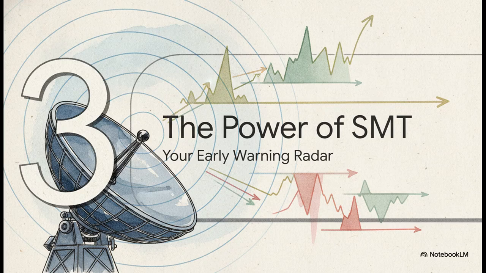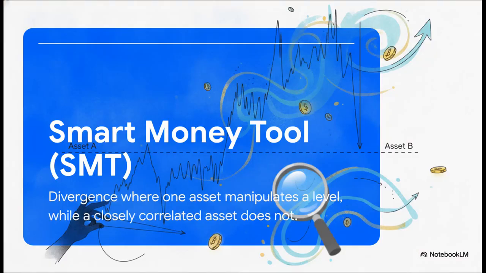Okay, on to Section 3, the power of SMT. Let's get our early warning radar set up. You can think of this as your radar equipment for spotting genuine market turns. SMT stands for Smart Money Tool. Basically, it's a divergence between closely correlated assets.